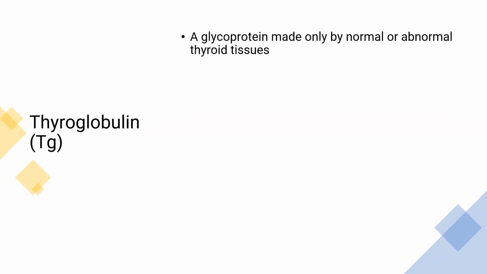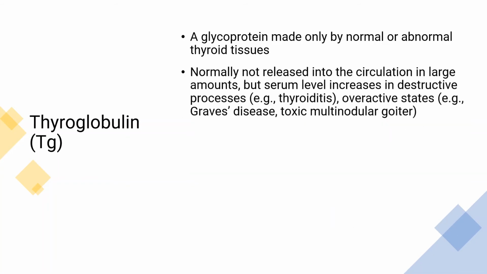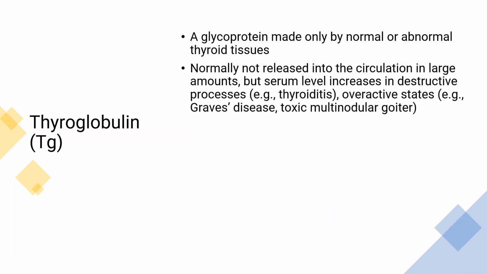Thyroglobulin is a glycoprotein made only by normal or abnormal thyroid tissues. Normally it is not released into the circulation in large amounts, but serum levels increase in destructive processes such as thyroiditis, and maybe overactive states such as Graves' disease and toxic multinodular goiter.